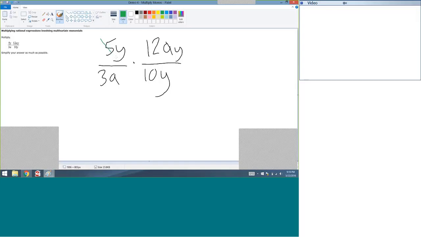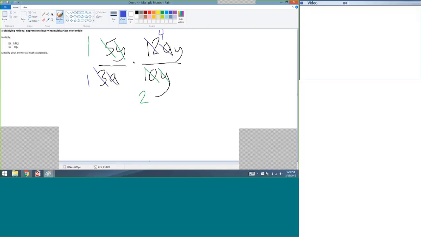For example, I just happened to notice that the 5 and the 10, those diagonals can reduce by 5 each. So that would make this a 1 and that would make that a 2. I also noticed that the y's completely cross out. Now we can look at the other diagonal. 3 and 12 can reduce by 3. So that 3 turns to a 1 and our 12 can reduce to a 4, as well as the a's completely crossing out.